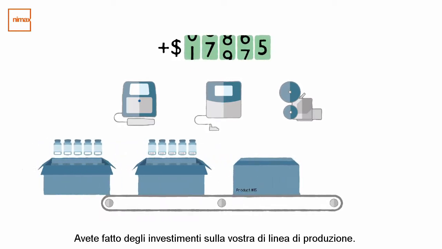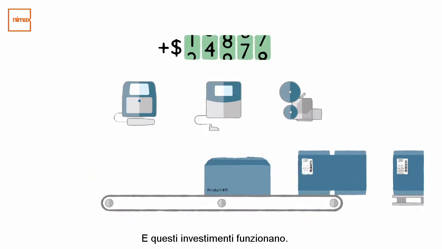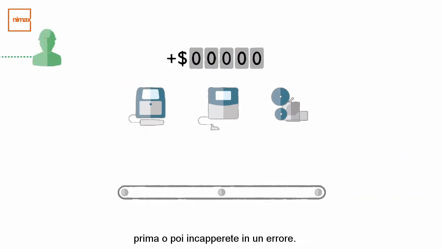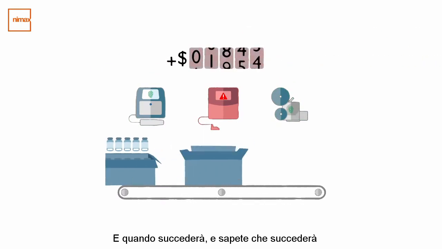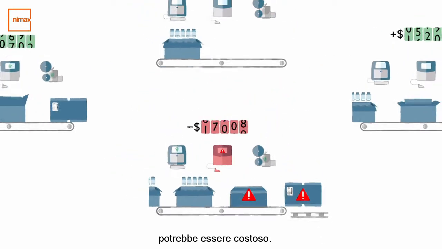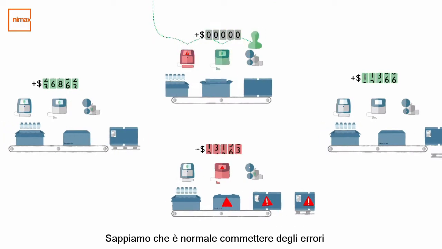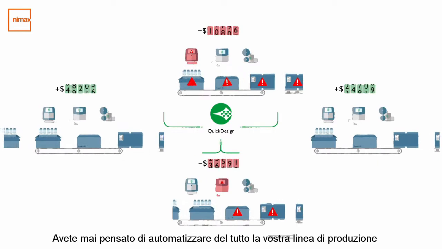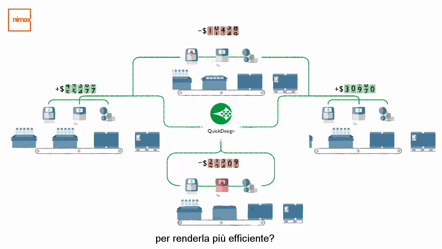You've made investments in manufacturing processes, and they work. But if you're still using touch points, you know errors can sneak up on you. And when they do, and you know they will, it can be expensive. It's a given that mistakes happen, but they don't have to. Wouldn't fully automating your production line be more efficient?